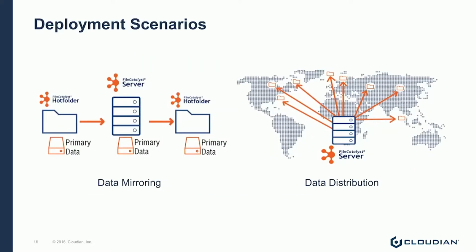So, a couple of deployment scenarios. FileCatalyst can be used in a number of different scenarios, and we'll cover a few of them in the coming slides. But one of them that we focus on a lot is data mirroring and data distribution. If you're looking to mirror data between two locations, FileCatalyst can help you with this. Also, if you're looking to distribute files to a number of different locations, FileCatalyst can be used for this as well.